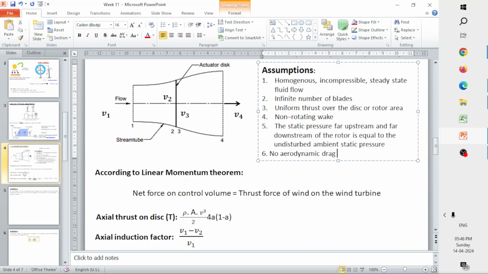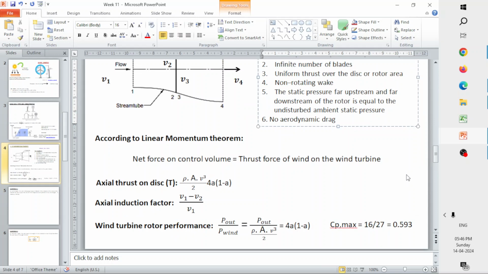So these are the three assumptions, and based on these three assumptions, we eliminated all the losses due to the wake, due to the blades, and due to the drag, and we proposed that the value will be 16 by 27, or 59% of the power available in the wind. But in practical applications, as I said, this is not possible. So when you start including all these losses, the amount of power that you can derive from the wind will decrease.